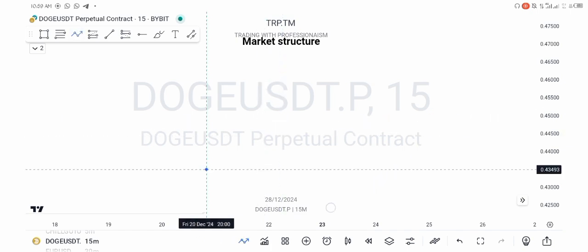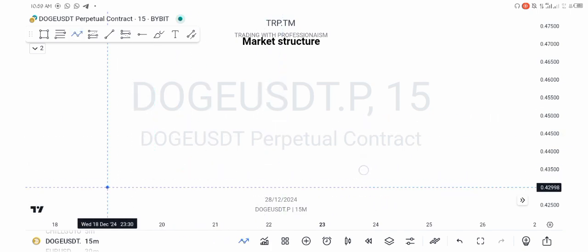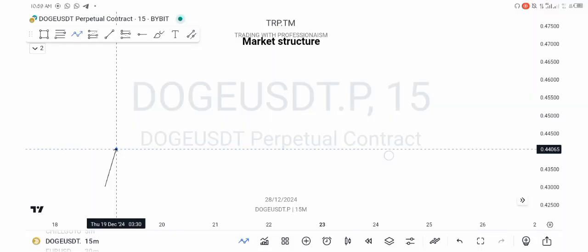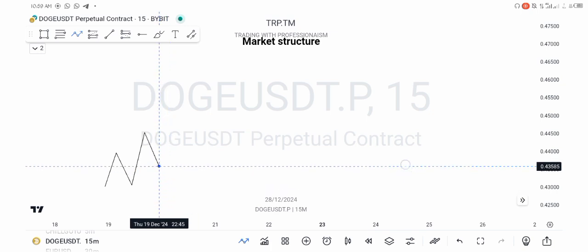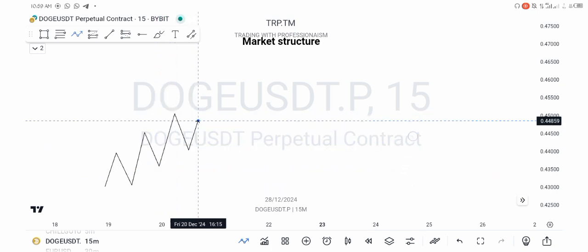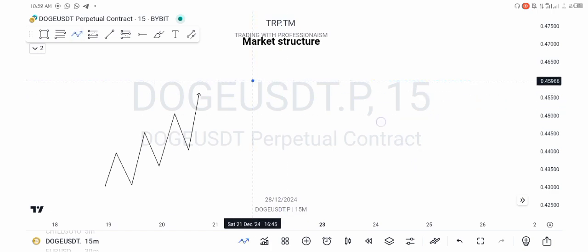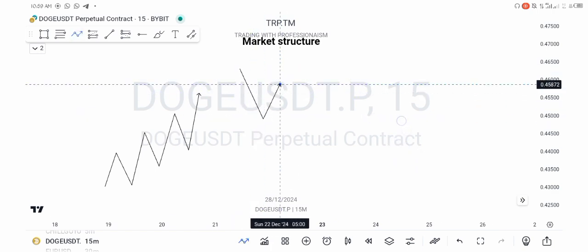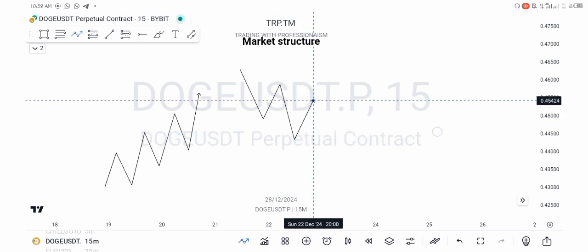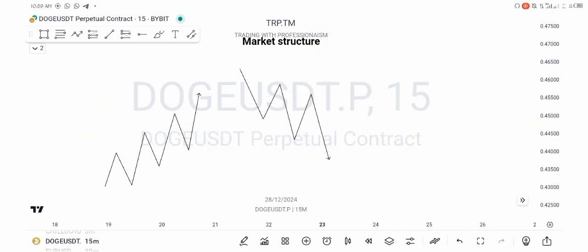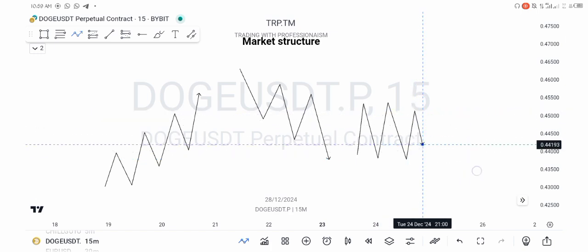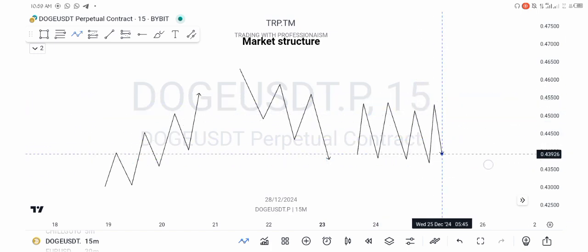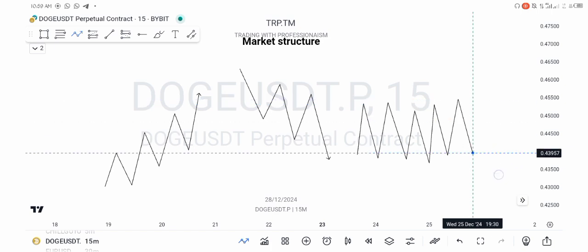We have the uptrend, whereby the market is going up and forming higher highs and higher lows. I'll explain that in a bit. Then we have the downtrend, where the market is forming lower highs and lower lows. Then we have the consolidation, which is just a sideways movement without a defined direction, where the market is just moving up and down.